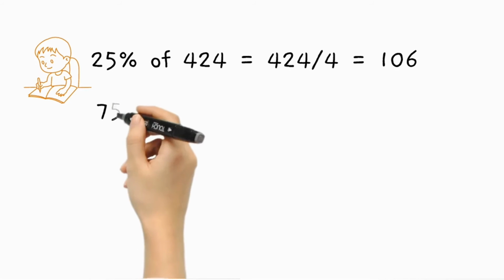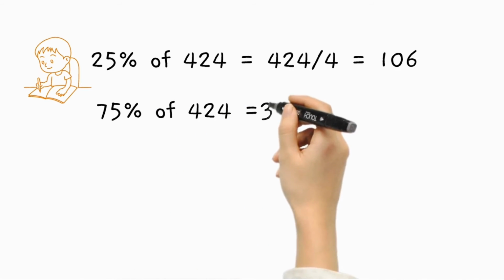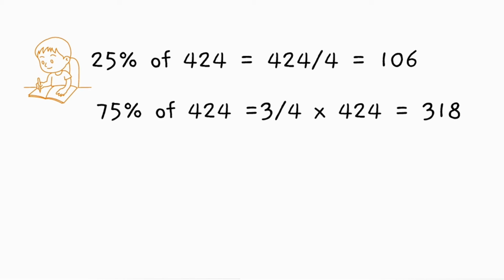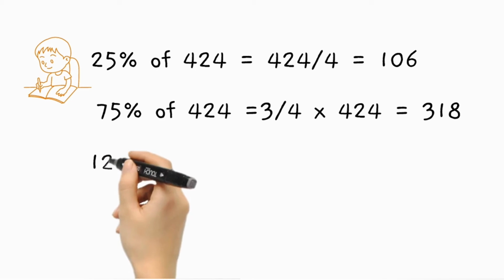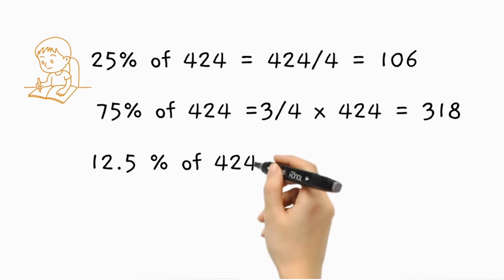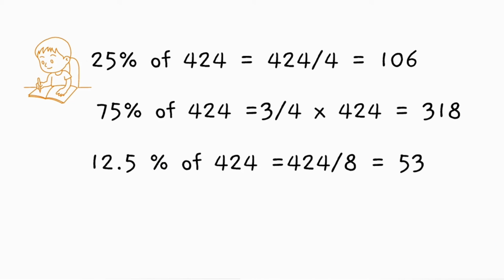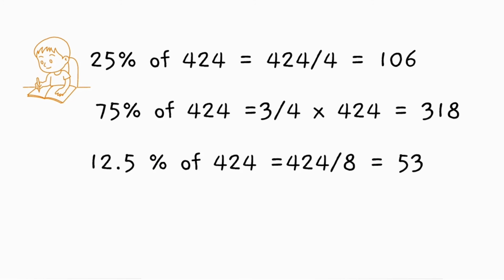Next, 75%. 75% of any number is 3/4 of that value. So here it is 3 by 4 times 424. That value is 318. Next, 12.5% of any number is 1/8 of that value, and here 12.5% of 424 is 424 over 8. That value is 53.